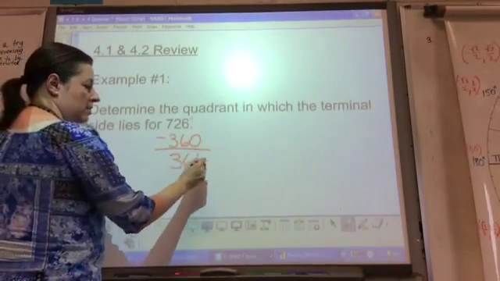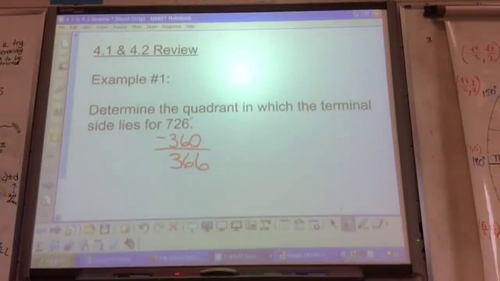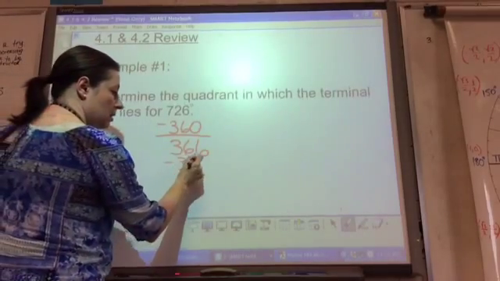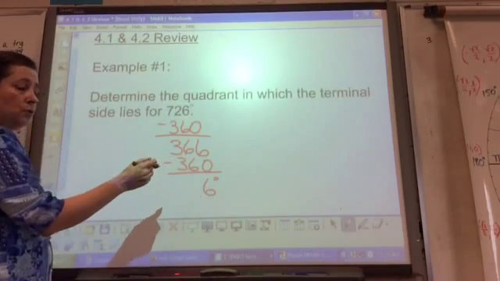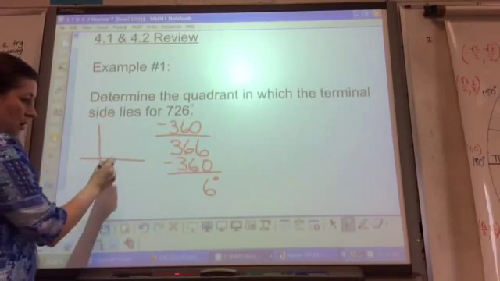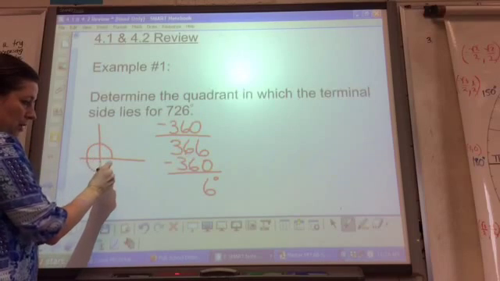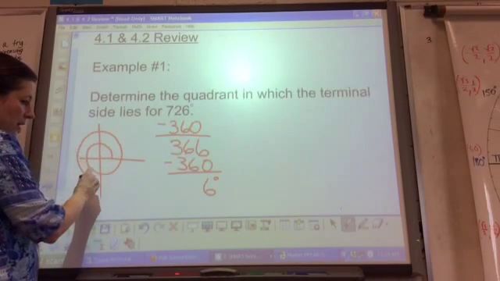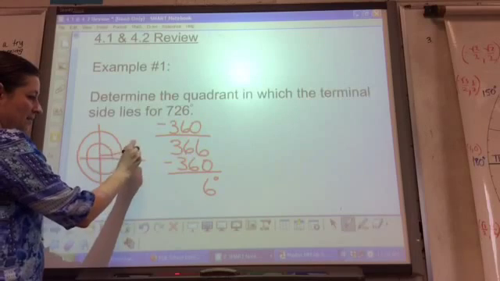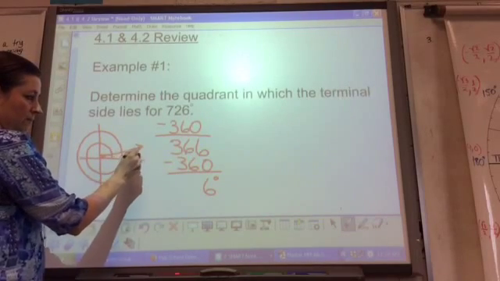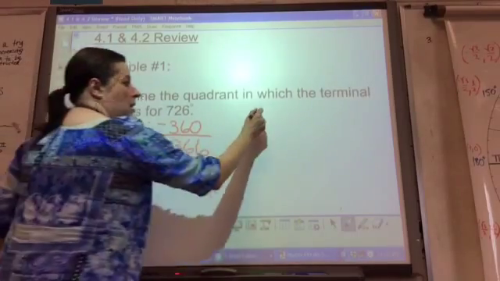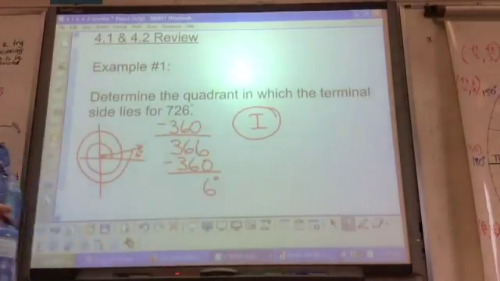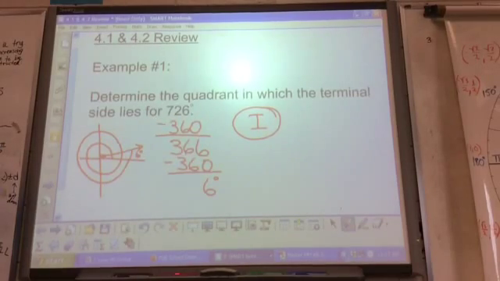Okay. So he says 366. Then what would you do? Subtract again. Good idea. So you get 6 degrees. In other words, I've gone around the circle once, around it again, and I've stopped at 6 degrees. What quadrant am I in? First quadrant. So you need to just kind of find your spot and look at the quadrants.